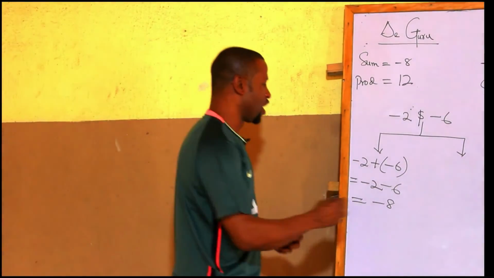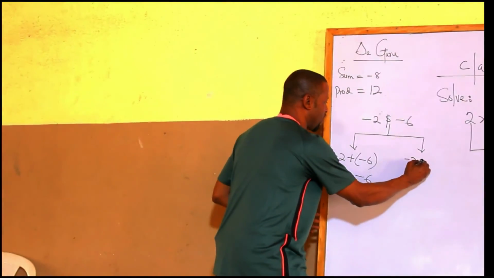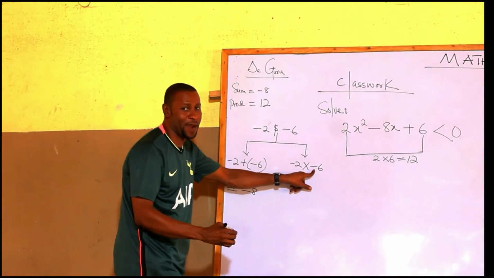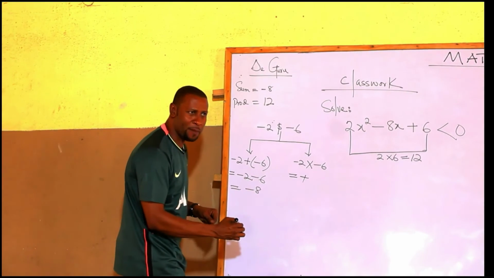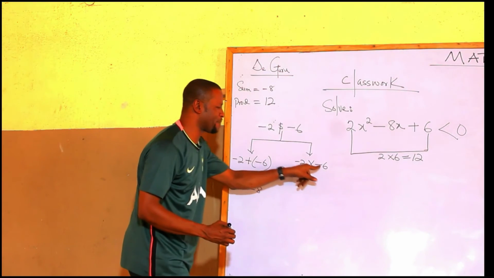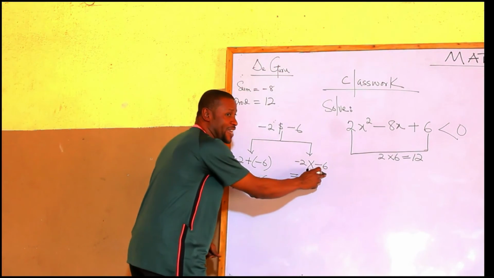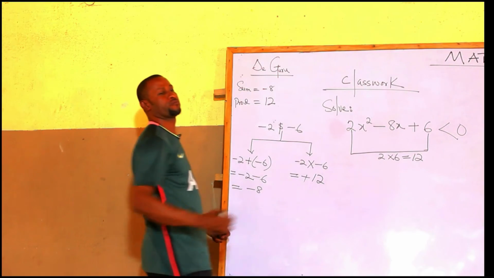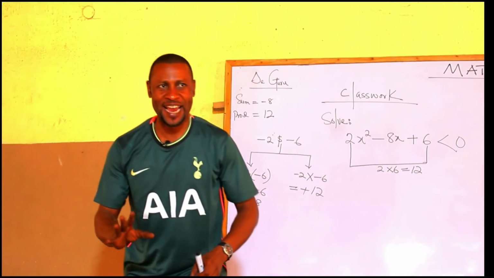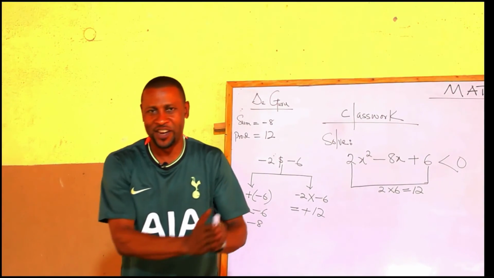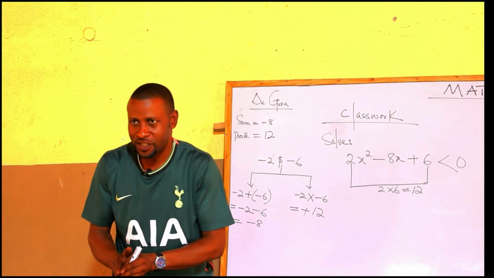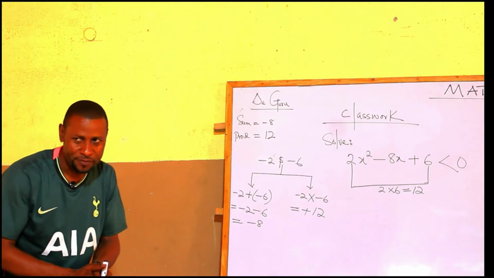Let's check the second condition, the product. Minus 2 times minus 6. Minus times minus is plus, so the product is 12. That means the two numbers are in order. Their sum gave minus 8, and their product gave 12.